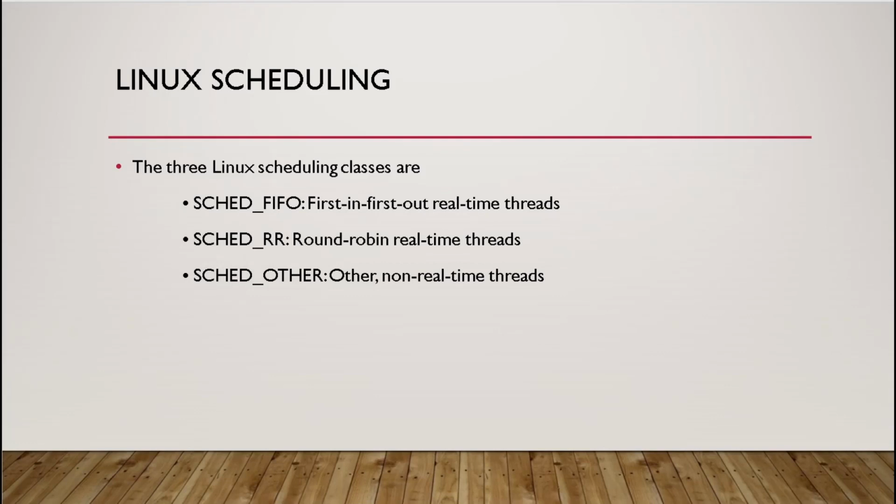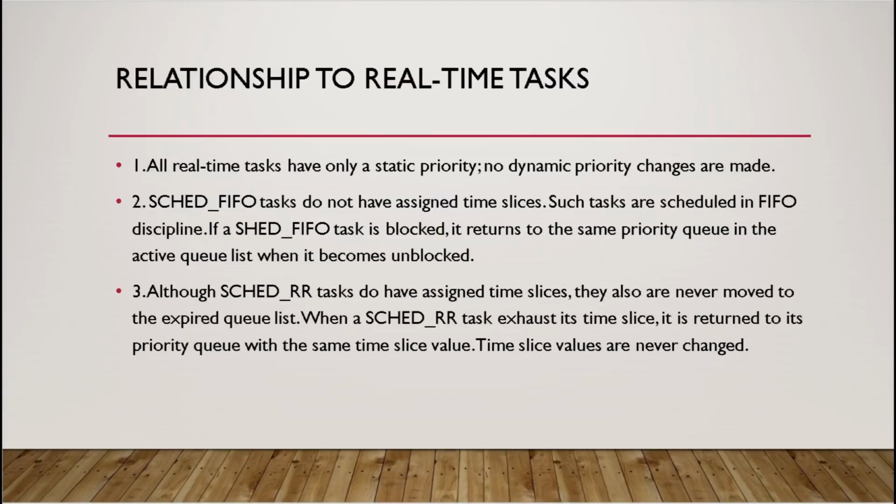Preemption is not possible in the Linux 2.4 scheduler. This means that a lower priority task can execute while a higher priority task waits for it to complete.